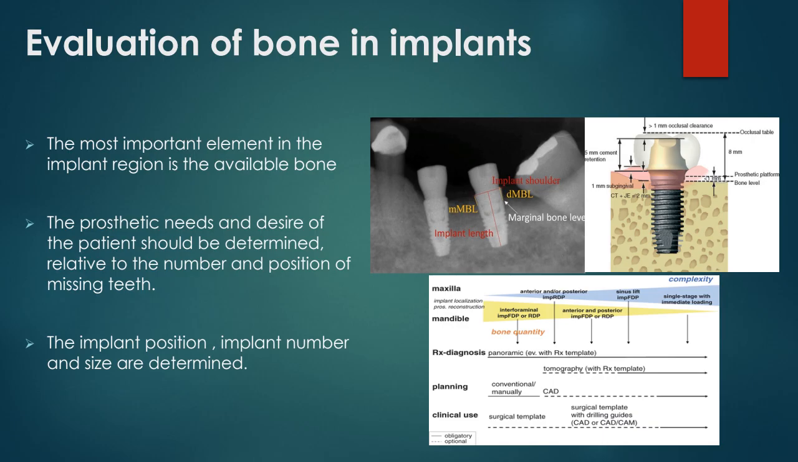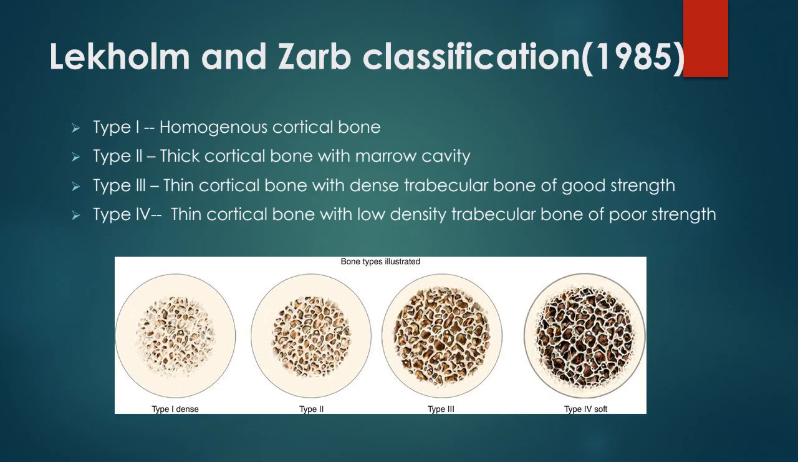Good. So bone, according to Lekholm and Zarb, there's a very classic classification that describes the density of the bone. Okay, this is subjective, not objective, and very difficult to measure, but according to its shape and its structure, it was classified into 4 types. Type 1 bone is homogeneous, mostly cortical bone, usually a solid kind of bone, and this is very common in the lower anterior mandible.